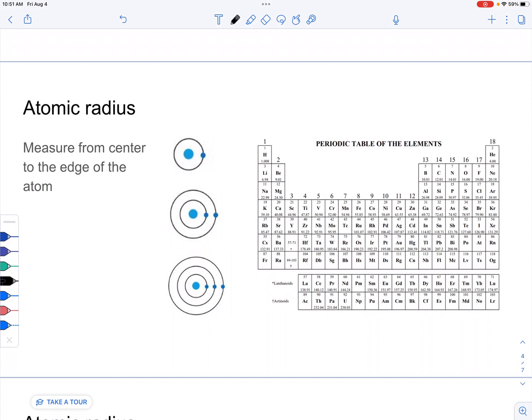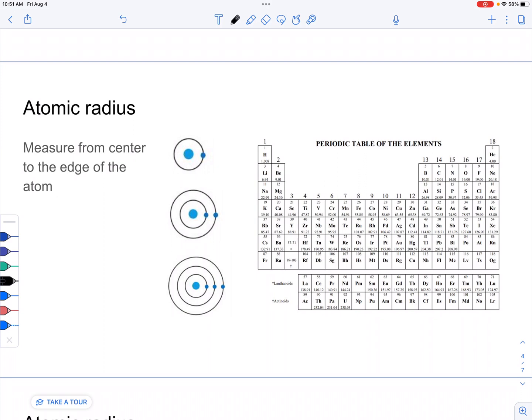So again, definition of atomic radii: measure from the center to the edge of the atom, or about the edge, because it's not like a sharp sphere that actually has an edge. All right, so right away, let's go back to the structure of the atom. The electrons are structured as shells. Talked about this in 1.5.